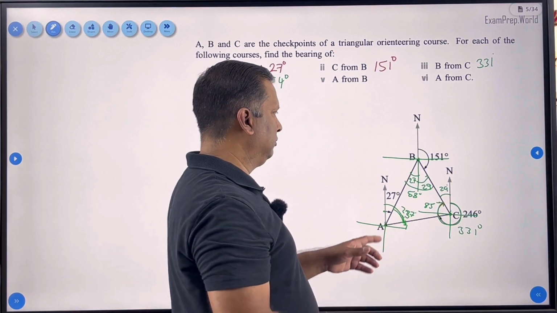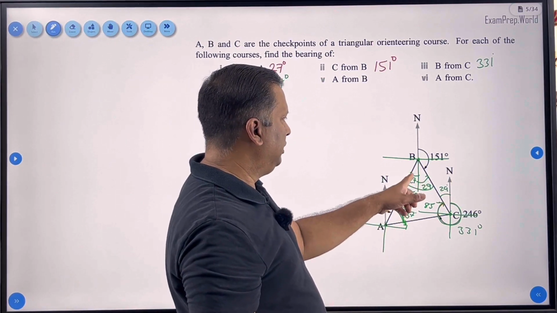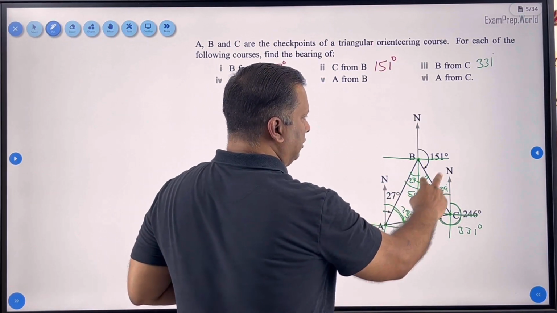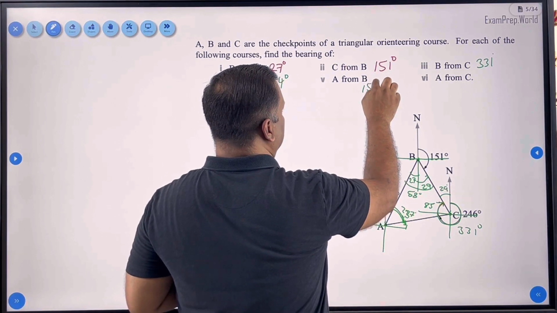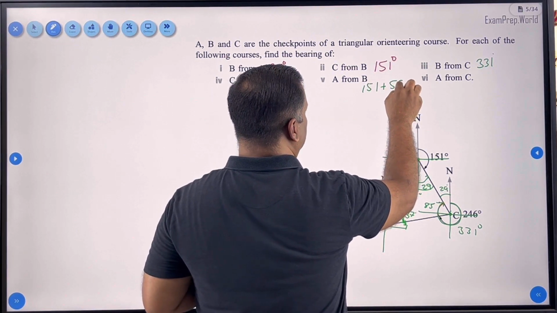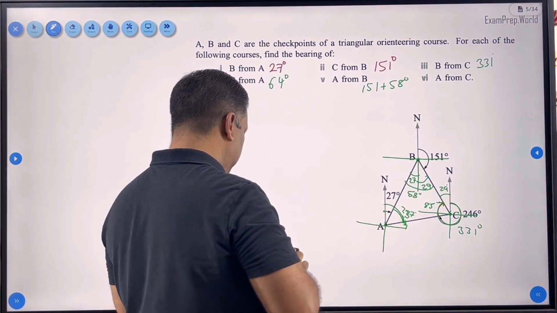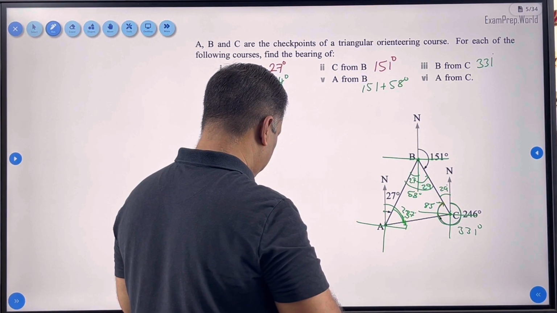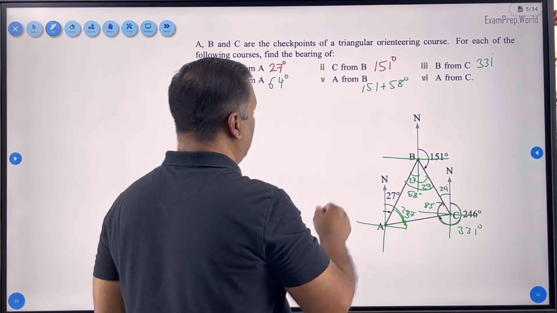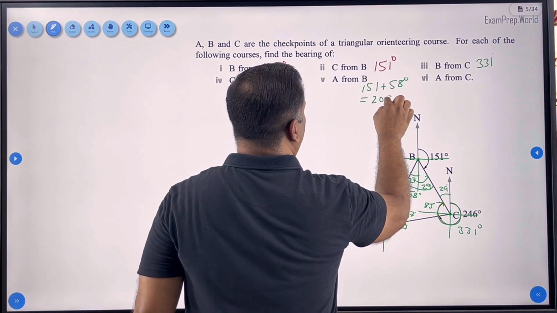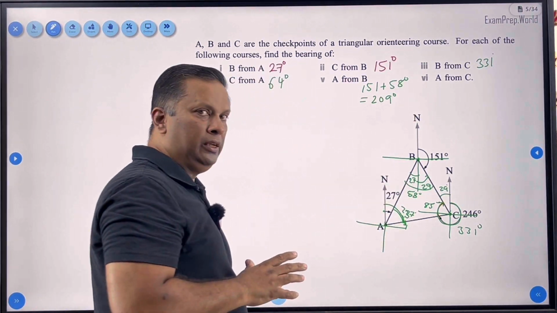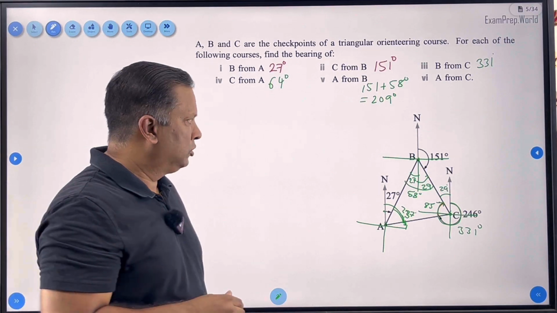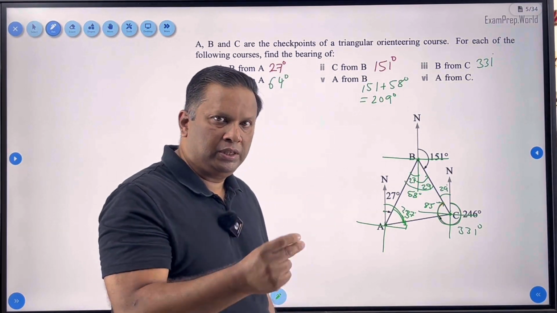A from B. So you already know it is 58. You can add 151. 151 plus 58. How much is that? 209. So basically this question is all about solving all the angles of the triangle, then it becomes very easy.